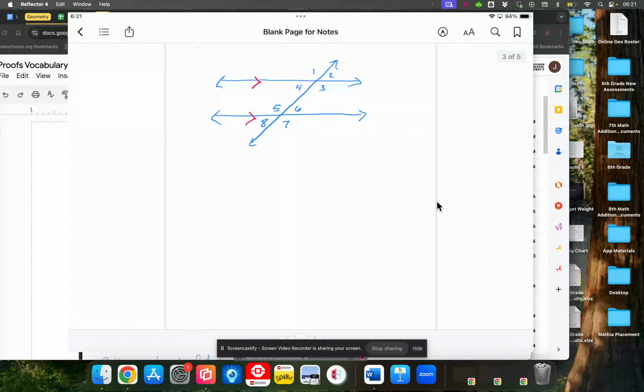So I have gone ahead and created a set of parallel lines. I'm not going to name the lines because I'm just going to refer to the angles as angle 1, angle 2, angle 3, angle 4, 5, 6, 7, and 8. So we have 2 parallel lines, the ones that are on top and bottom. This line that intersects them is our transversal.